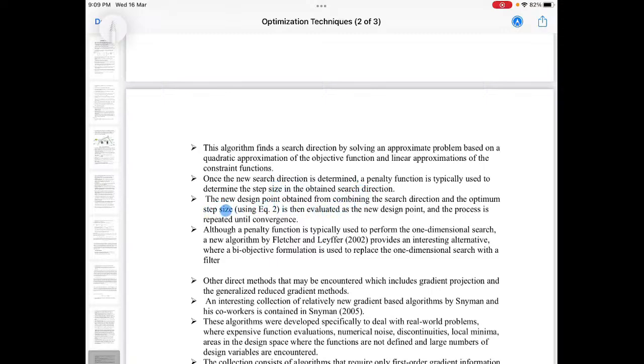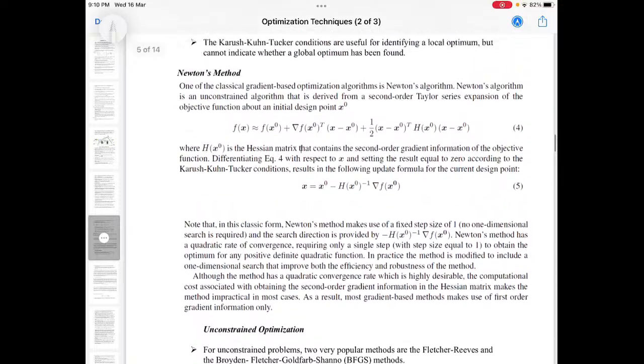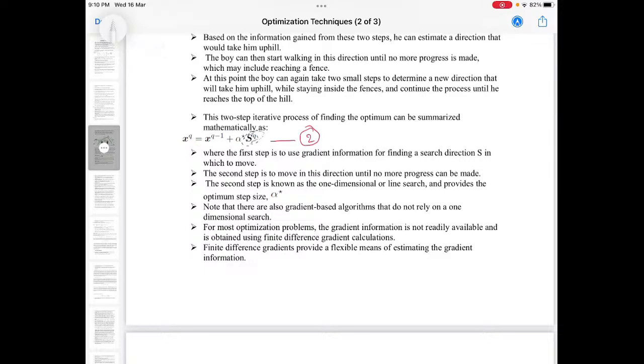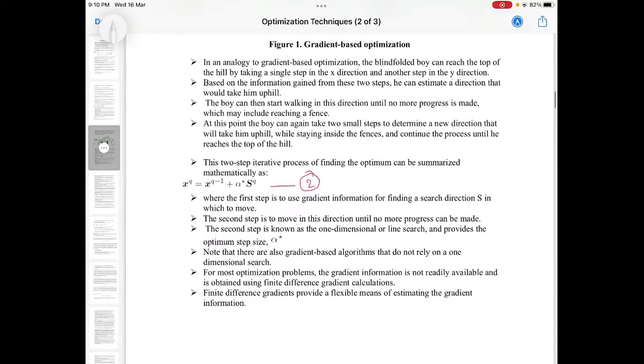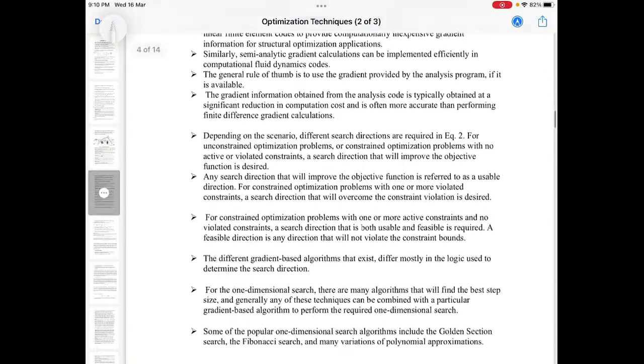Then the new design point obtained from combining the search direction and the optimal step size, as in equation number 2, is evaluated as a new design point, and the process is repeated until convergence. Here we can see that S is the search direction, and the step size is alpha asterisk.